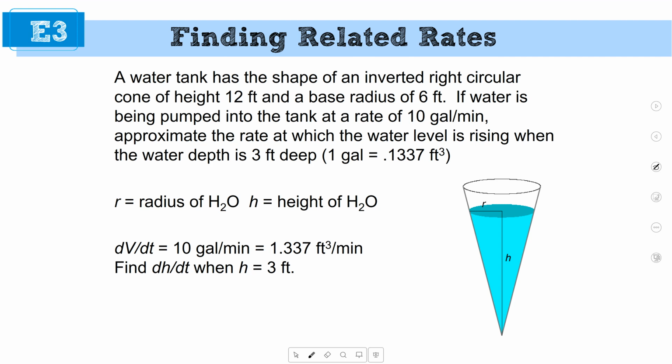If you were filling your kiddie pool in the backyard, it probably wouldn't be an inverted cone. It'd be a cylinder. Aren't most kiddie pools round? This is the audience participation part of the program. Thank you. Sometimes they're rectangular.